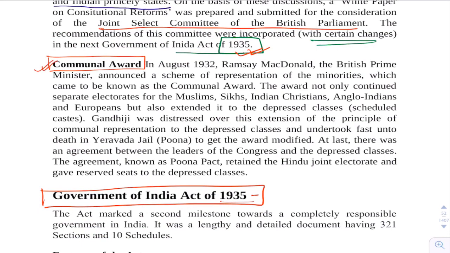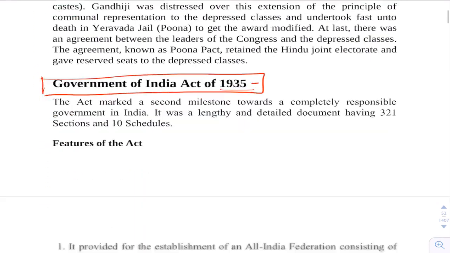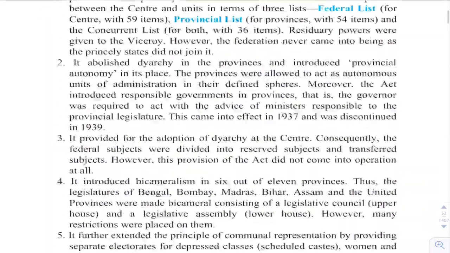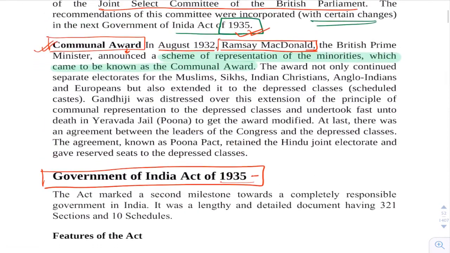Then is the next the communal award. Now again if you have to write about communal award, what happened? So first of all we'll be writing the year. August 1932 में क्या हुआ? There was this person Ramsay MacDonald, who was the British Prime Minister then. He announced a scheme of representation. So basically communal award का description क्या है? That it was a scheme of representation of the minorities which came to be known as the communal award. ठीक है. So you can write like this. I will again have to find the space and I don't know where to go ahead with this. Chalo, I'll shorten it here.